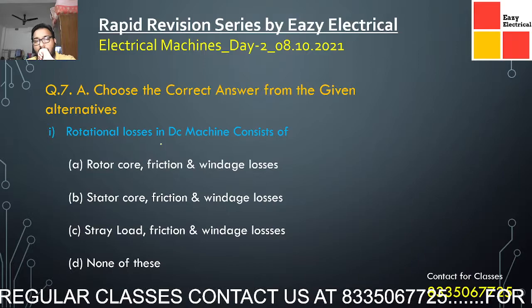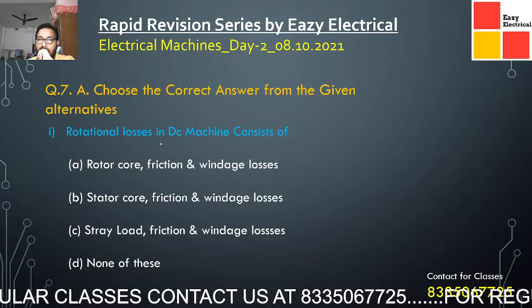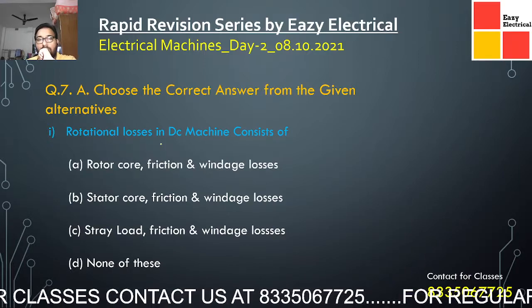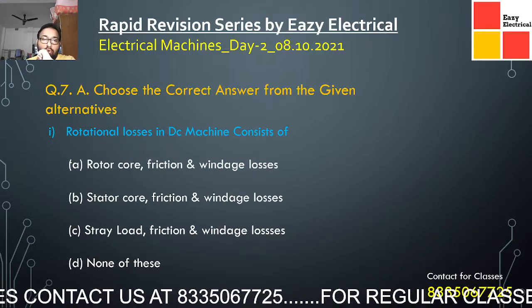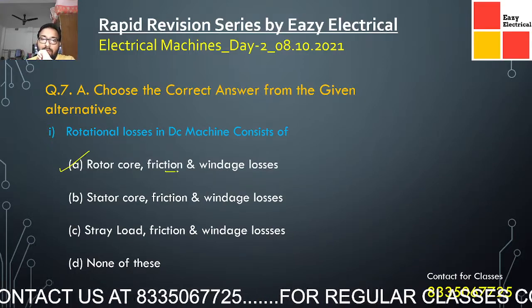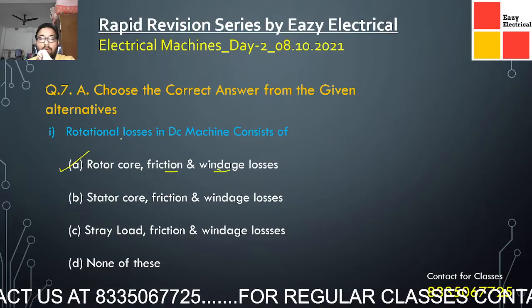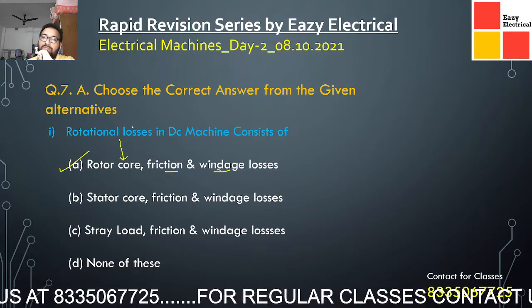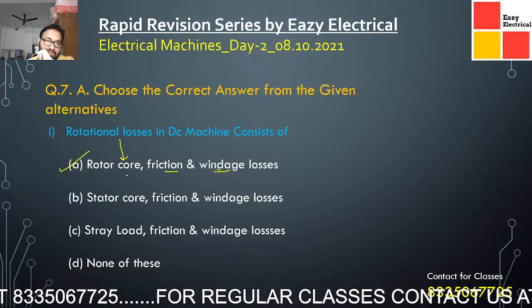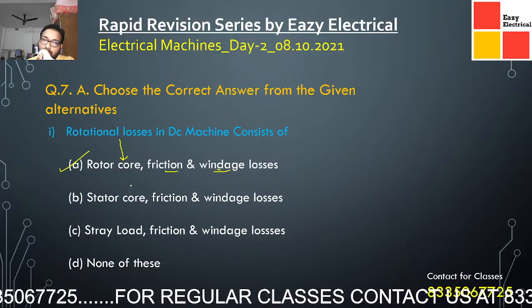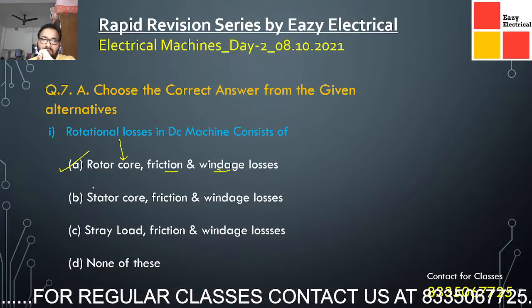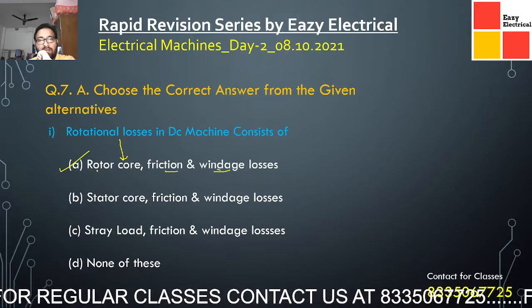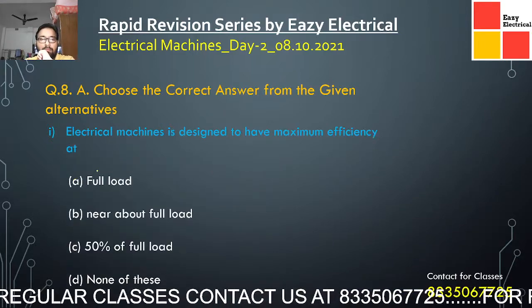Now the rotational losses in the DC machine consist of, see here, where does rotation occur? Rotation occurs basically in your rotor part. So rotor core, friction and windage losses are the main components of the rotational losses. In the stator part there is no rotation, so stator core we cannot assume as a rotational loss. So this option will be the correct option. Now coming to the next question.